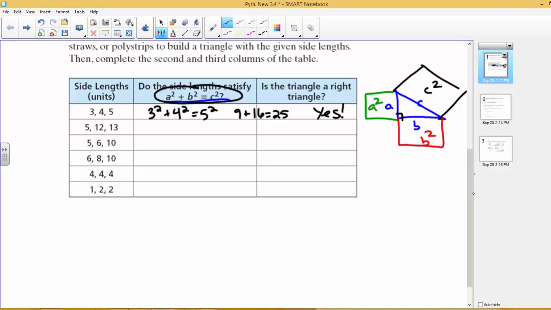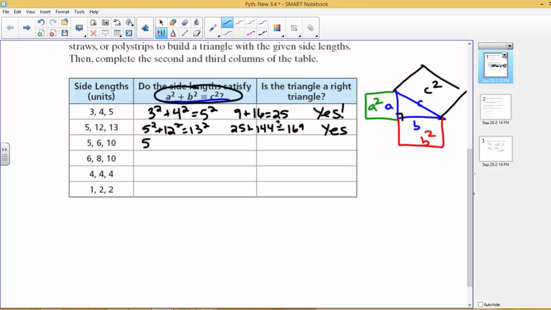So now let's check with 5, 12, and 13. Is 5 squared plus 12 squared equal to 13 squared? So the question is, does 25 plus 144 equal 169? That's like a question mark there. So the answer is yes. So this is also a right triangle.